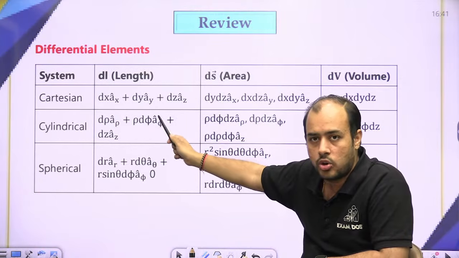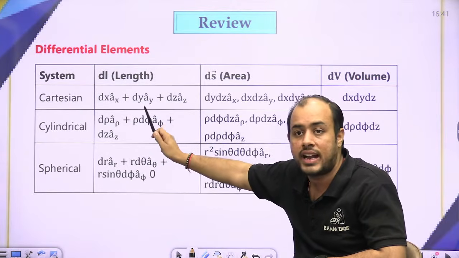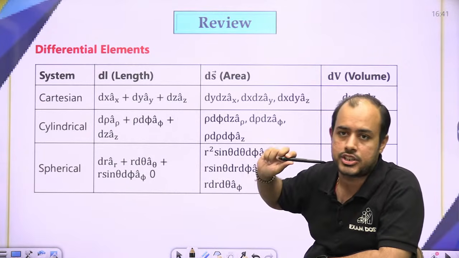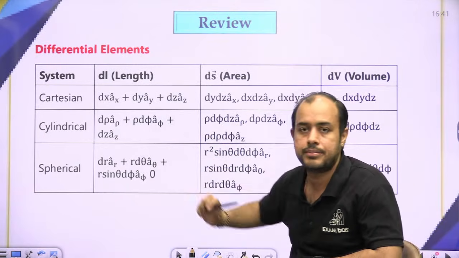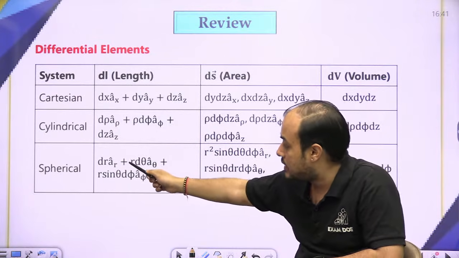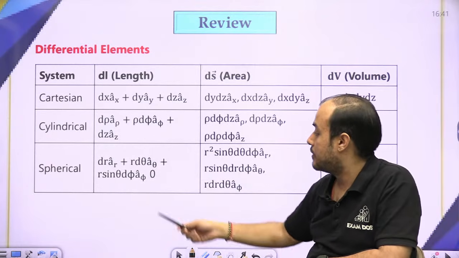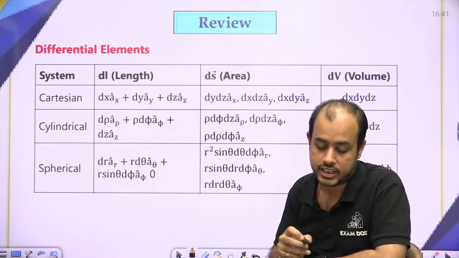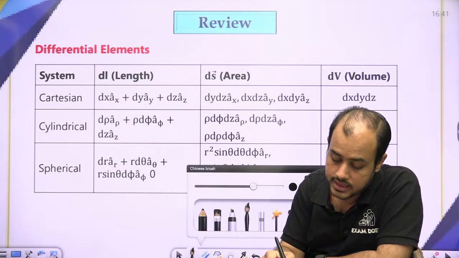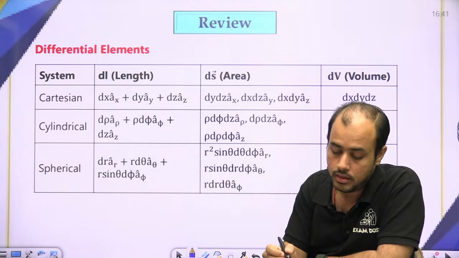Similarly, for cylindrical: d rho a rho, rho d phi a phi, dz az. Take the product of two to find the area vector in the third direction, and dv is rho d rho d phi dz. Then in spherical: dr, r d theta, r sin theta d phi. Again, when you multiply two, you get the area vector in the third direction, and dv is r squared sin theta dr d theta d phi.